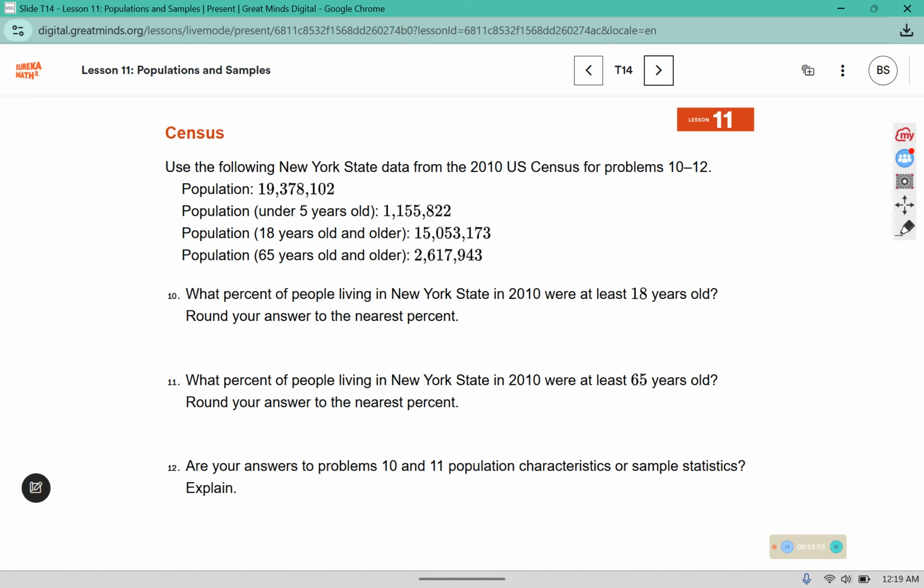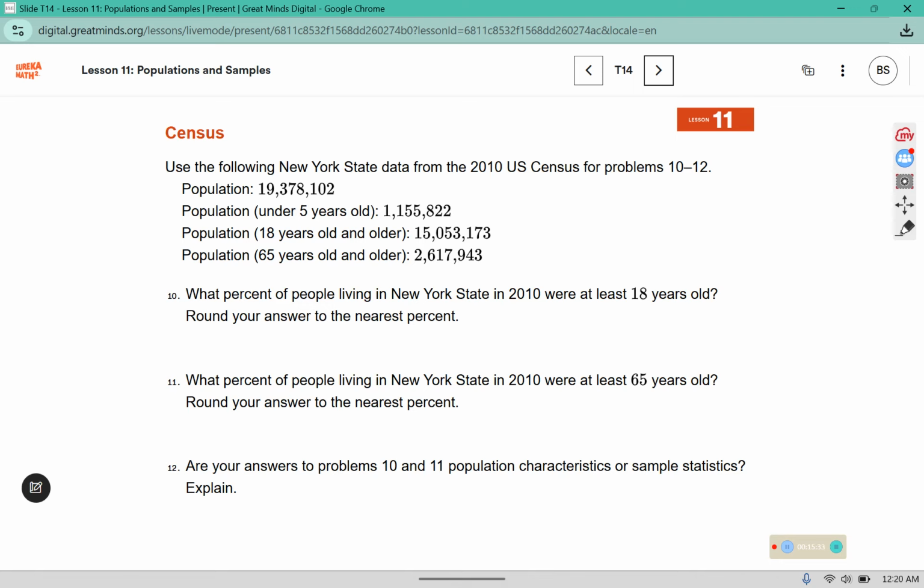Use the following New York State data from the 2010 U.S. Census for problems 10 through 12. The population was 19,378,102. For people under 5 years old, there are 1,155,822. There are 15,053,173 people that are 18 years old and older, and there are 2,617,943 people who are 65 years old and older.